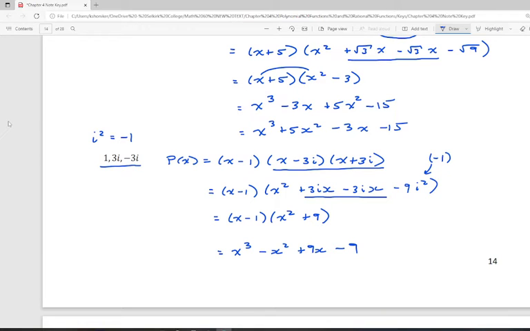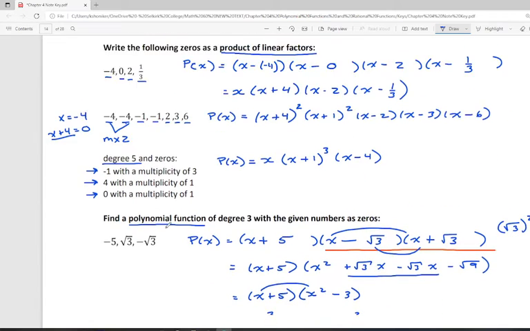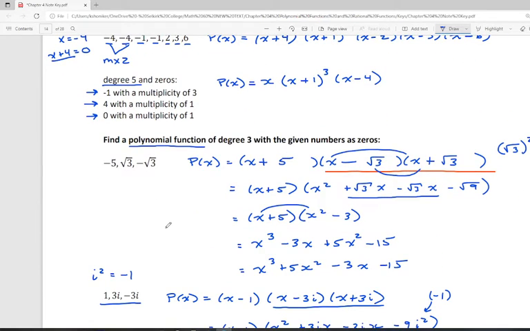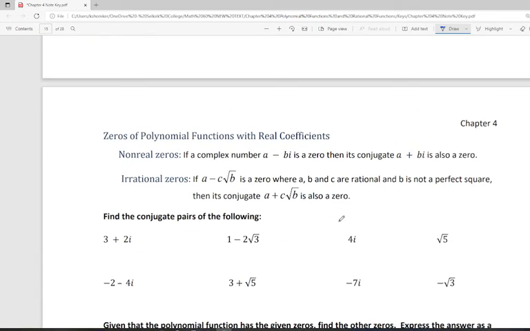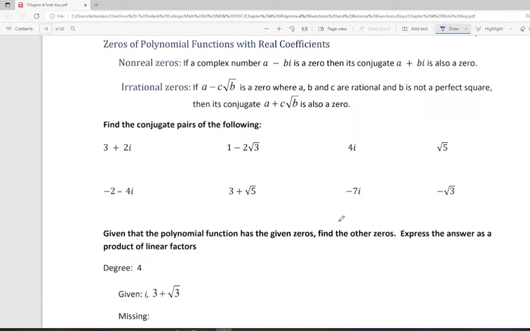Now the next part of this lesson is going to be about why, when we did these, did we always have a 3i and a negative 3i? Why did we always have a root 3 and a negative root 3? Well, it's not an accident, okay? It's on purpose. Whenever you have an irrational zero or a non-real zero or imaginary zero, they will always appear in conjugate pairs, because otherwise they would be part of your polynomial function, and that wouldn't be good. So what we're going to learn is what this word conjugate means fully.